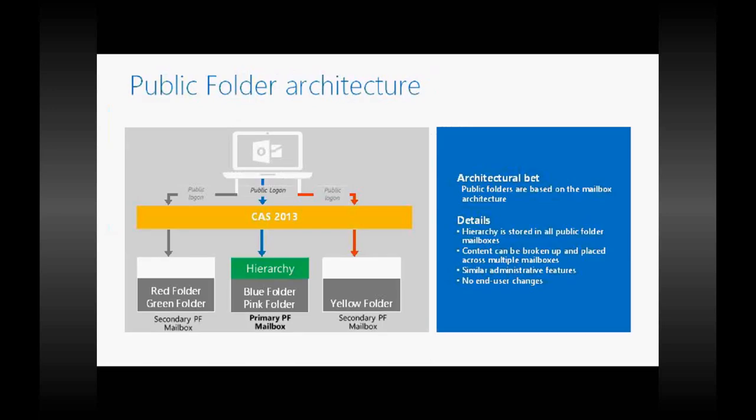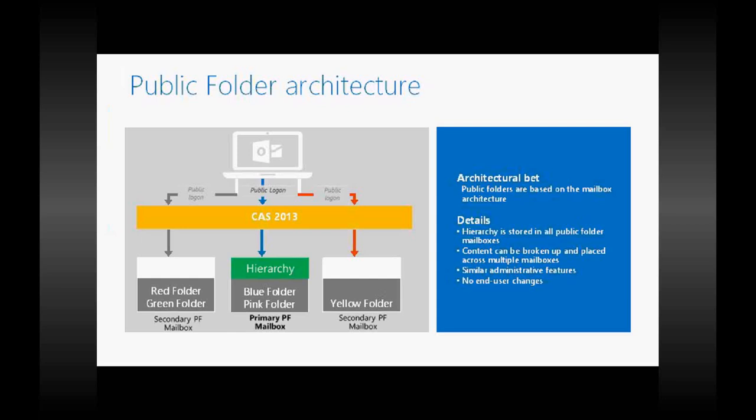This slide shows us how that works. If you notice, I've got three public folder mailboxes: the primary public folder mailbox, and two secondary. The primary is the first public folder mailbox that I create. That becomes the holder of the hierarchy, so that's the writable copy of the hierarchy. The other two public folder mailboxes that I've created will have a copy of the hierarchy, but it's not writable, and they can then contain their own folders.